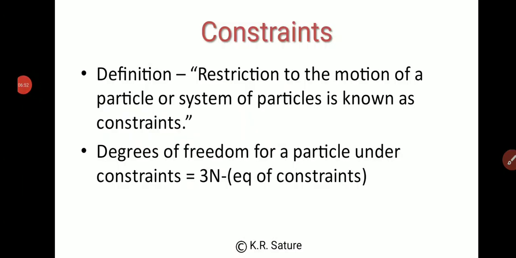Now let's discuss our main topic, that is constraint. So what is constraint? Constraint, as the name suggests, is something like resistance or restriction. If you see the actual meaning of the word constraint in your book, then you will find that constraint means a restriction or something that opposes the movement. So the definition of constraint is like that: restriction to the motion of a particle or system of particles is known as constraint.